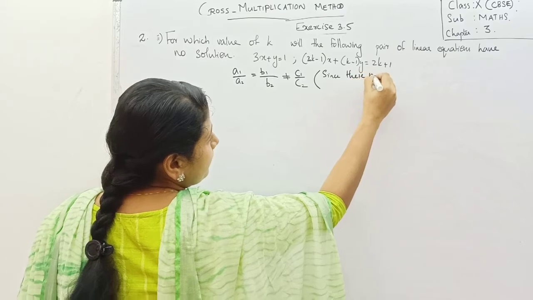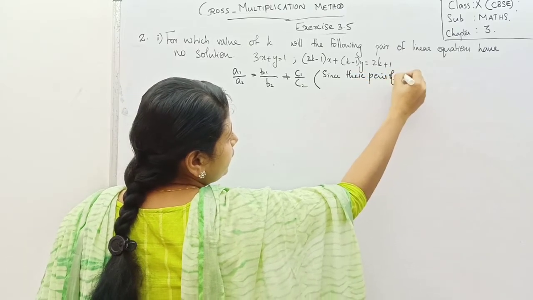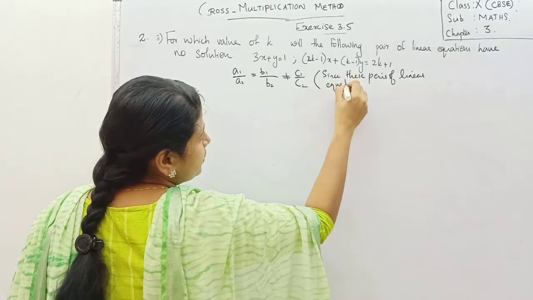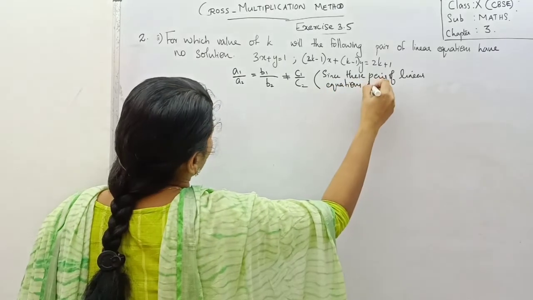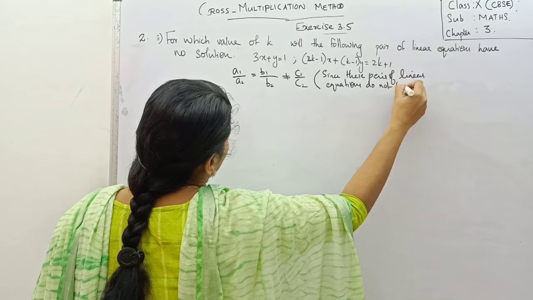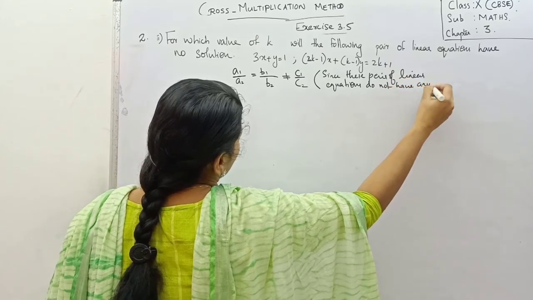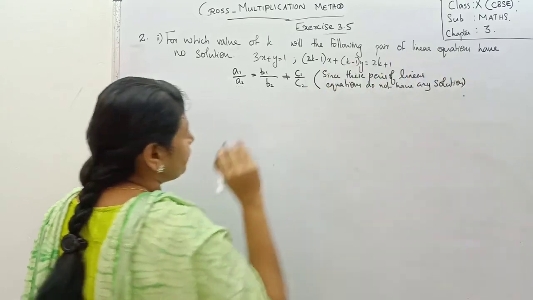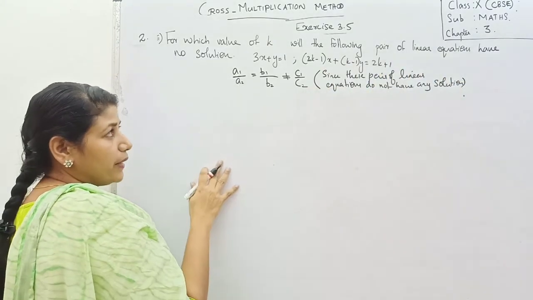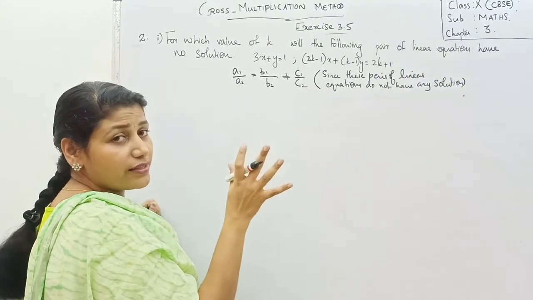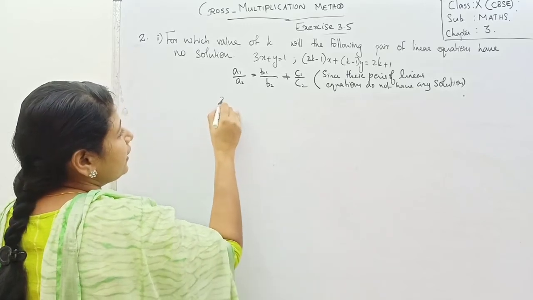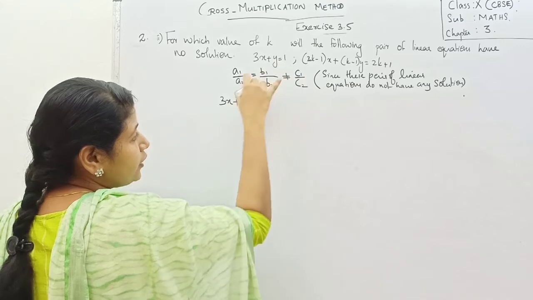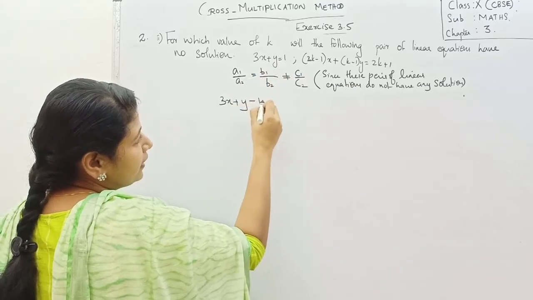these pair of linear equations do not have any solution. Okay, no solution is there. So first we have to compare these two equations with the general form. So we can write 3x plus y equal to 1. We can take this 1 to this side. You will get 3x plus y minus 1 equal to 0.